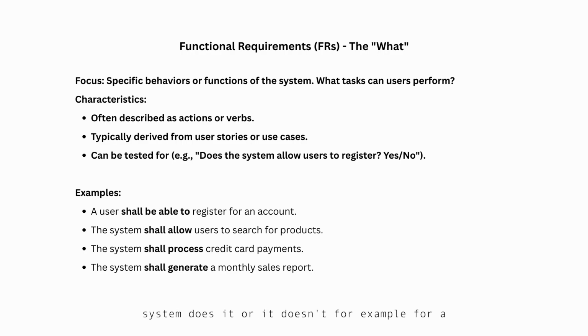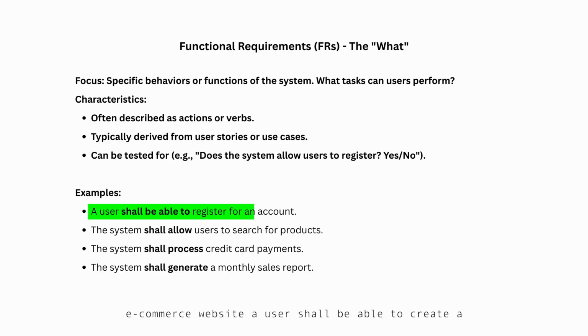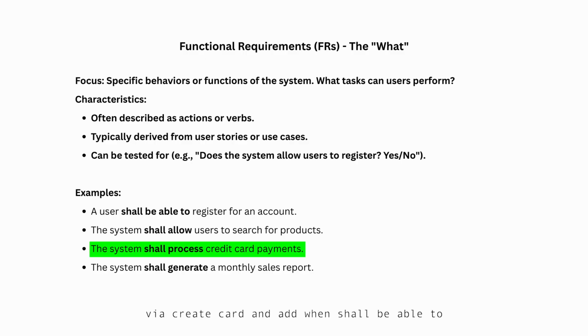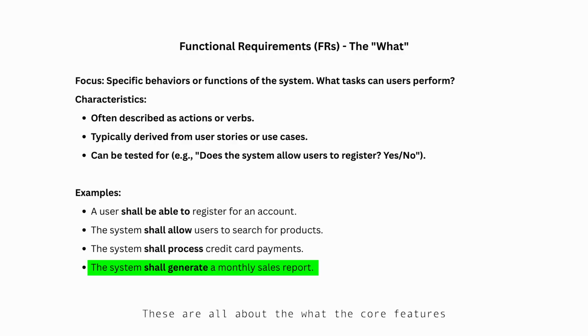For example, for an e-commerce website, a user shall be able to create a new account. The system shall allow users to add items to the shopping cart. The system shall process payments via credit card. An admin shall be able to view all the orders. These are all about the core features.